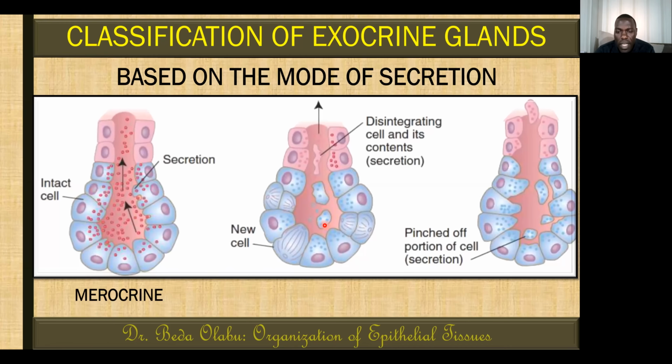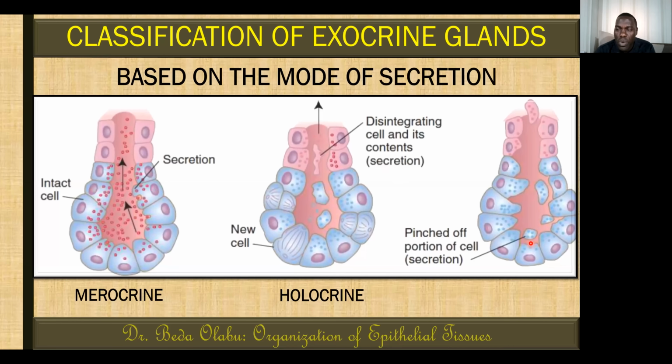As opposed to this second type, which we call holocrine gland. In holocrine gland, the whole cell disintegrates. So the whole cell disintegrates and you have to form new cells. So in holocrine secretions, you have a lot of mitosis taking place to replace the cells which have been disintegrated. Examples of holocrine glands include sebaceous glands.